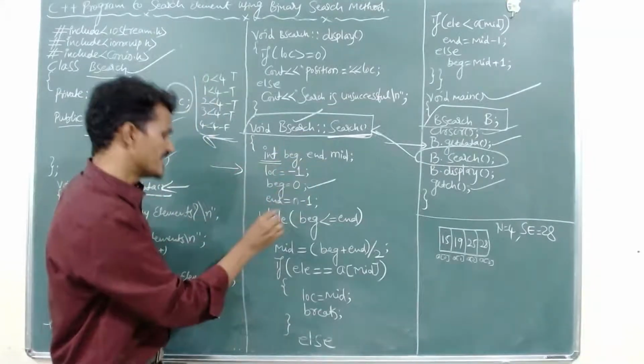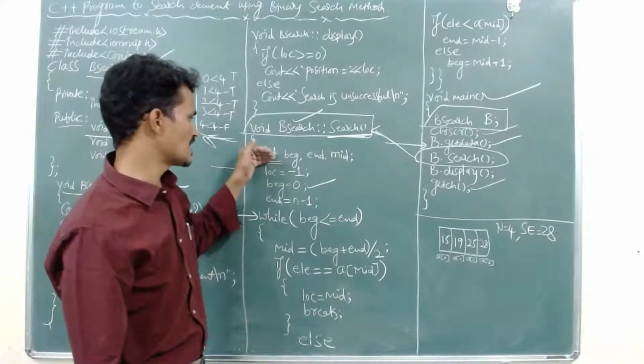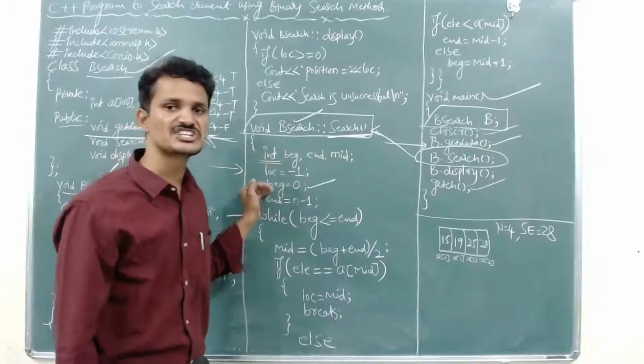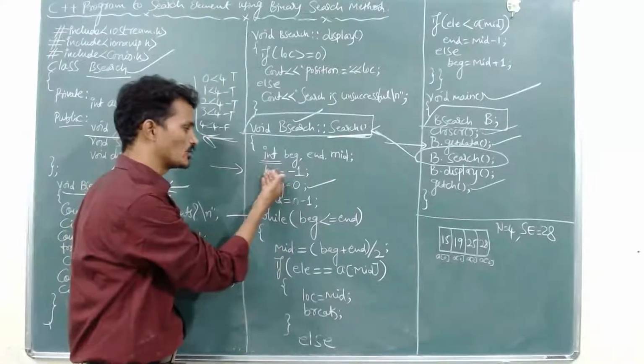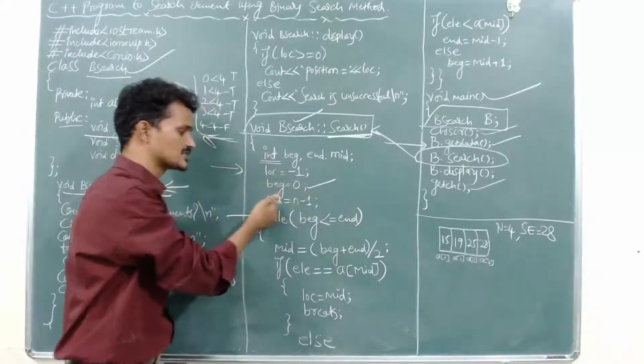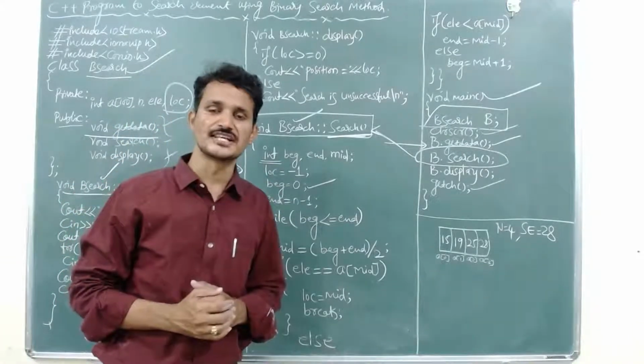Next comes the condition, that is, straight away a while loop. This was about the declaration, and these three are nothing but initialization assignment statements. -1 is assigned to location, 0 is assigned to begin, n-1 is assigned to end. Straight away next comes the condition, that is a while loop.